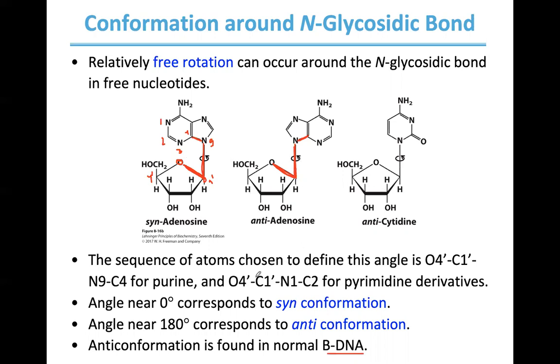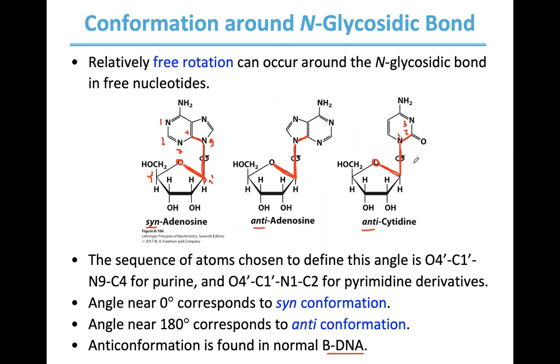And so for the pyrimidines, again, we'll start with the O4 prime, O4 prime to C1 prime, like so. C1 prime to N1. Remember, this is 1, 2, 3. Right, you start with this nitrogen, and then you go towards the next nitrogen. And it will be N1 to C2. N1 to C2. So it's 180 degrees. So it's anti. All of these are anti. This is syn.